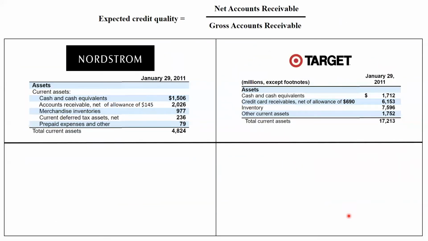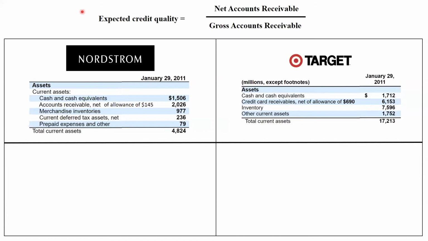And for expected credit quality, we'll compare Nordstrom and Target. And we're going back to 2011 to calculate expected credit quality because this is when both of these companies still had their credit cards. So if you had the Nordstrom or the Target credit cards, those credit cards were actually banked, which means Target and Nordstrom dealt with the credit card receivables. They were banked by Nordstrom and Target. Target no longer banks its own credit card, and I'm not sure about Nordstrom. But that's why we're going back to 2011 to do this analysis.